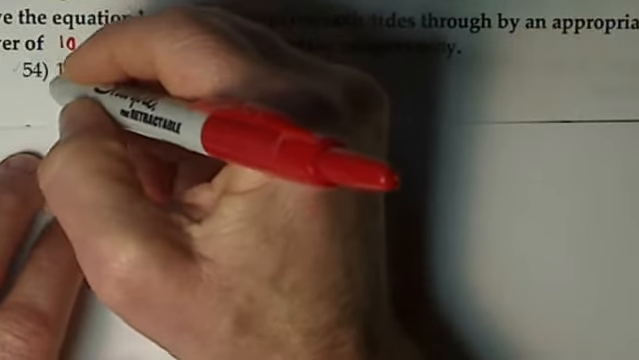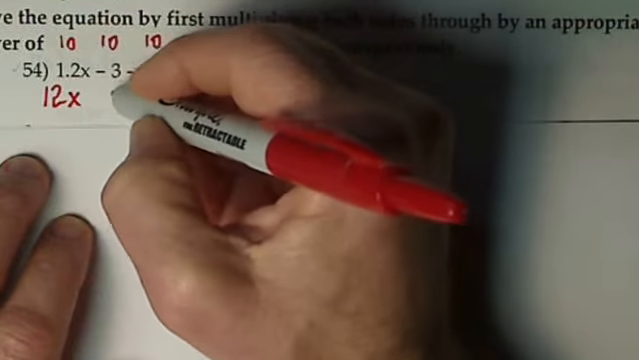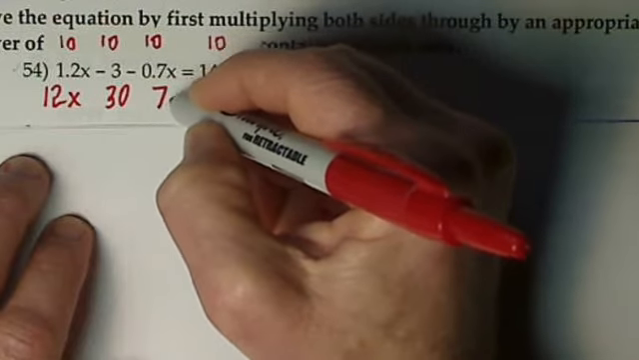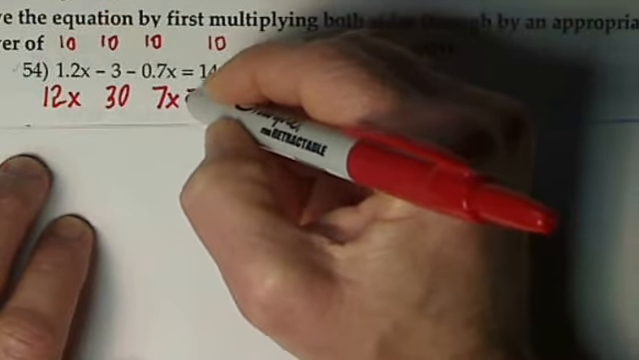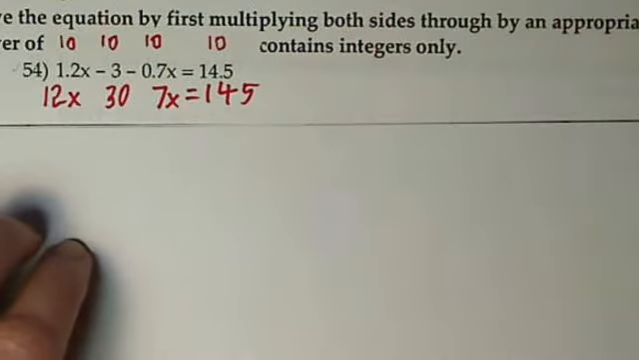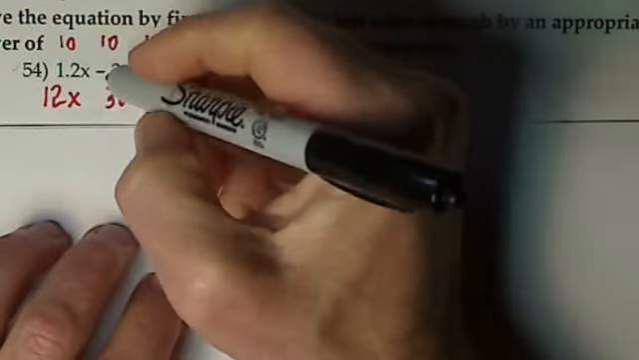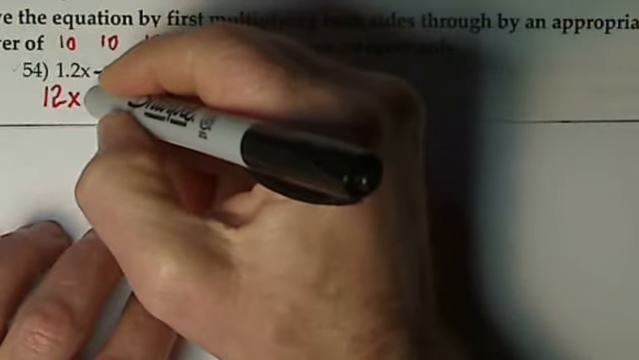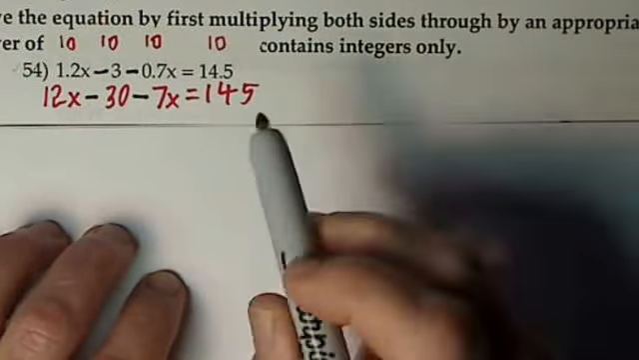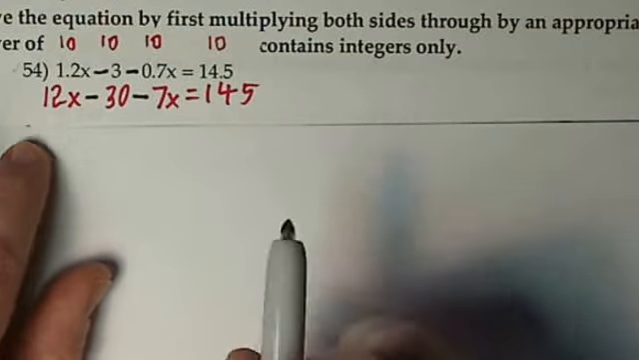So that would give me 12x. This would give me a 30. This would give me 7x. And this would give me 145. Alright. These signs didn't go anywhere. I just didn't bother writing them as I was going along. So this sign is still right here. This sign is still right here. Perhaps you would combine like terms.